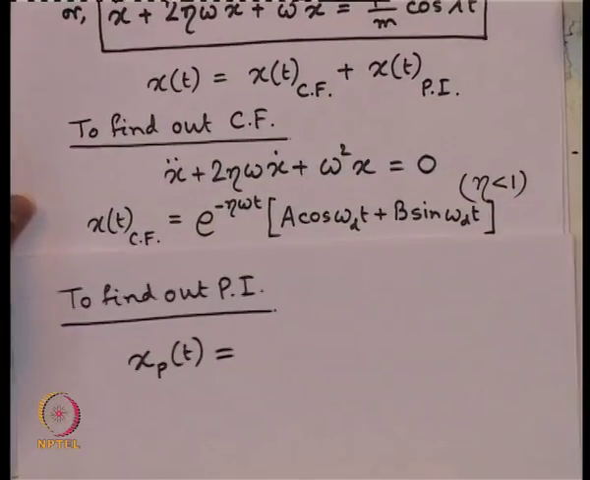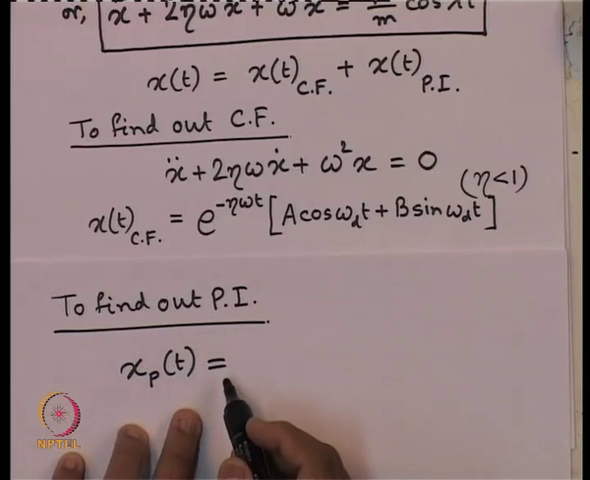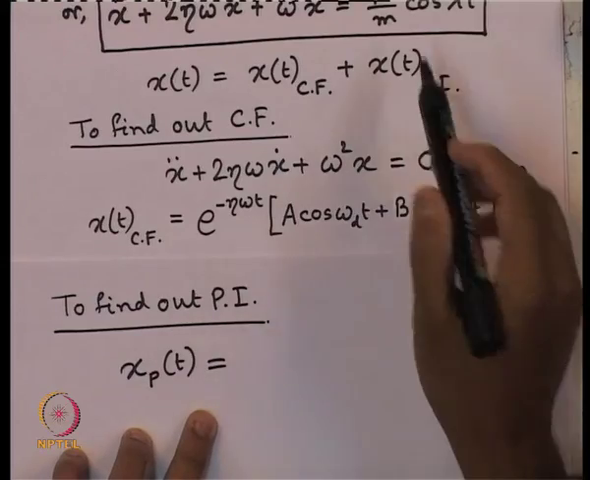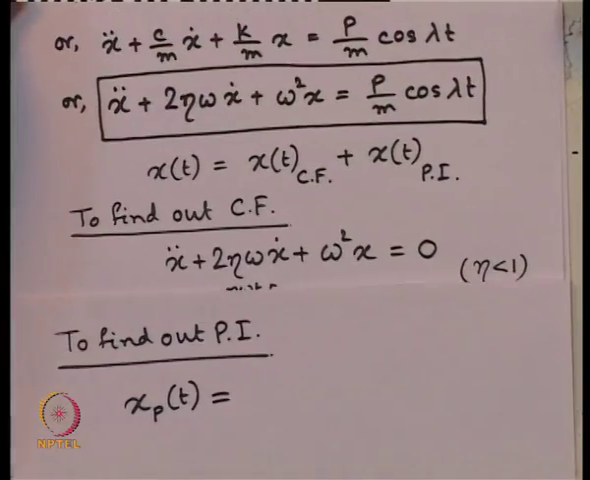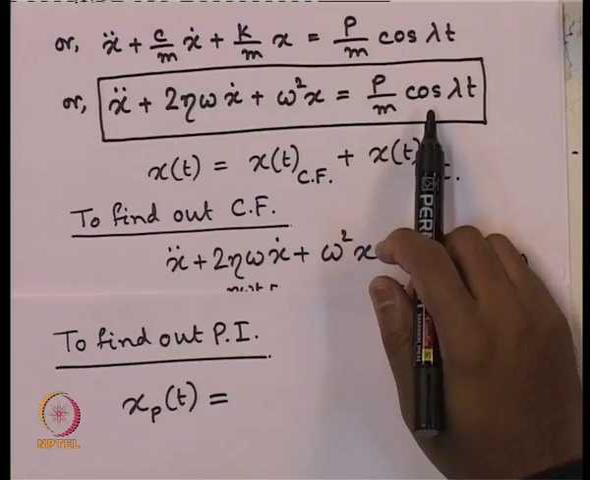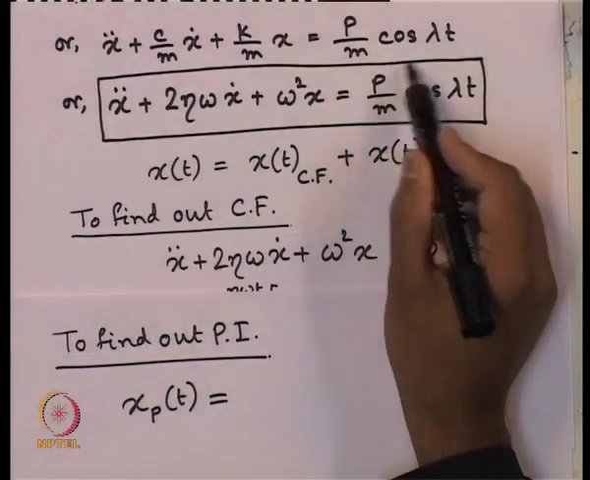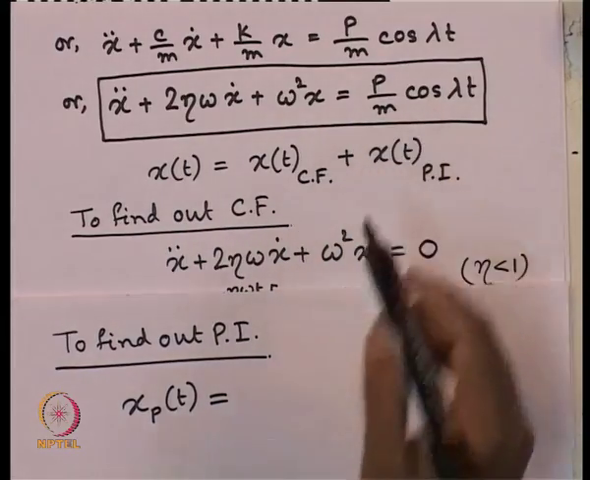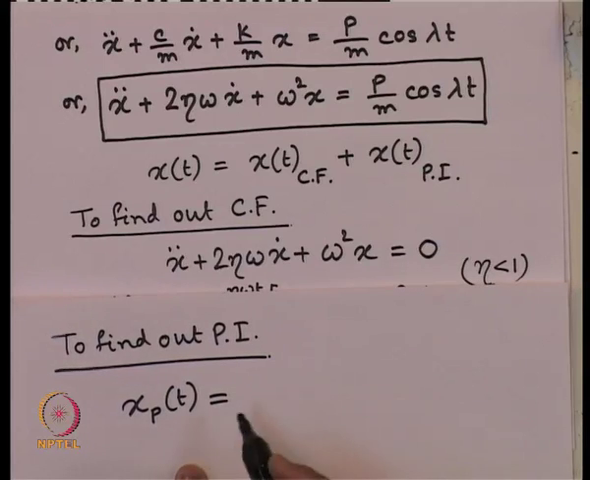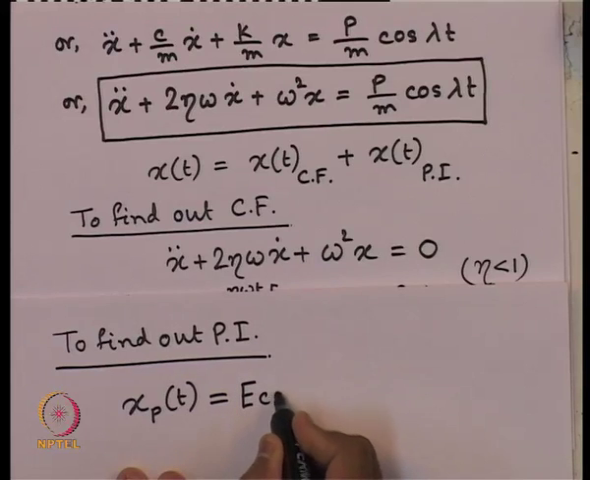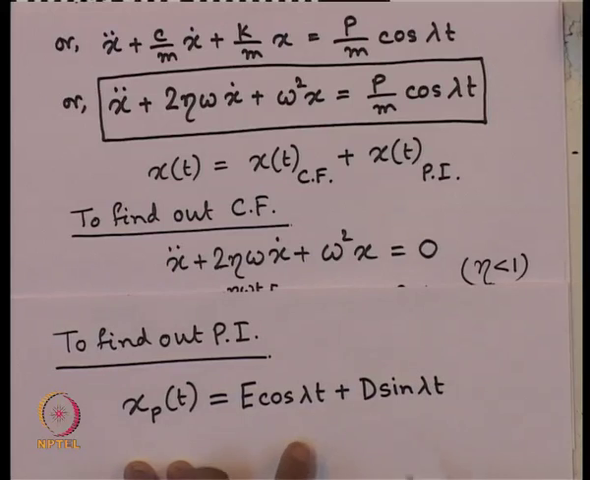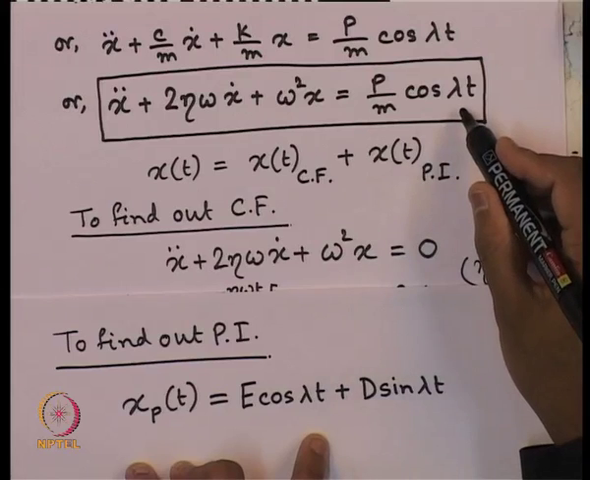So, for this response we can assume the particular integral in the form of some harmonic function like this, because our applied external load is also harmonic in nature. So, the solution of the particular integral depends on the right hand side of the second order differential equation, and based on that we make a suitable selection. So, let us assume that the form of the particular integral is a harmonic function like this, E cosine of lambda t plus D sine of lambda t. It will be a function of this given parameter on the right hand side.